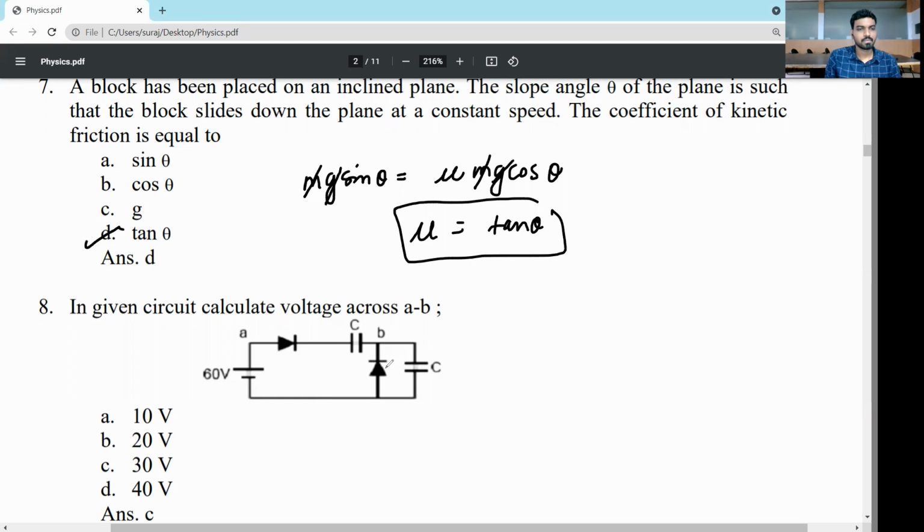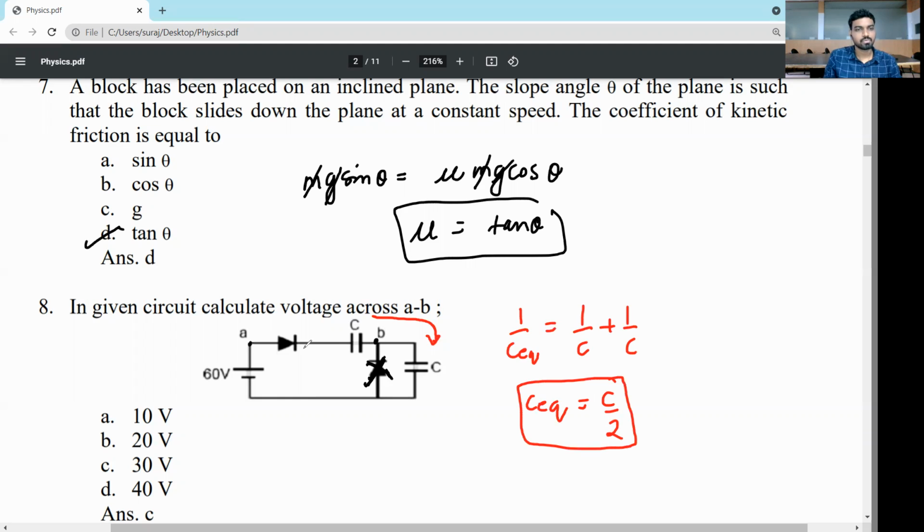Option D. Now coming to 8th question, in the given circuit, calculate voltage across A minus B. Voltage across AB, you can see. Now if you see students, there are two PN junction diodes. This diode is forward bias, whereas this diode is reverse bias. Reverse bias will act as an open circuit. That means no current will flow through this. If no current flows through this, these two will be in series. So C equivalent will be how much? 1 by C equivalent will be 1 by C plus 1 by C. That means 2 by C. C equivalent will be C by 2.